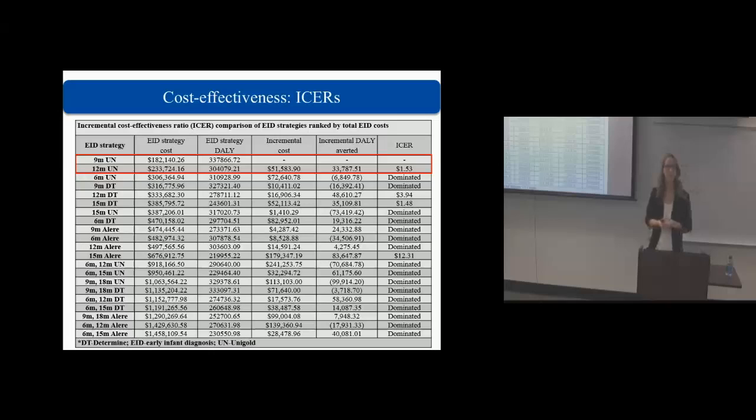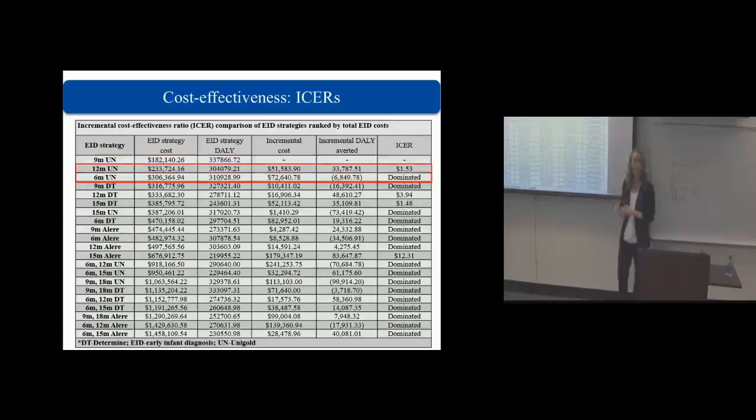So if we want to compare, you always compare in sequential order from lowest to highest cost. We compare a 12-month Unigold with a 9-month Unigold. Again, there's the cost and the DALYs associated. This incremental cost means that it would cost an additional $51,000 to do a 12-month Unigold as opposed to a 9-month Unigold. Because of that, you would avert 33,000 DALYs, which means that it worked better, but you're going to pay more for it. So it gives you an ICER of $1.53 per DALY averted.